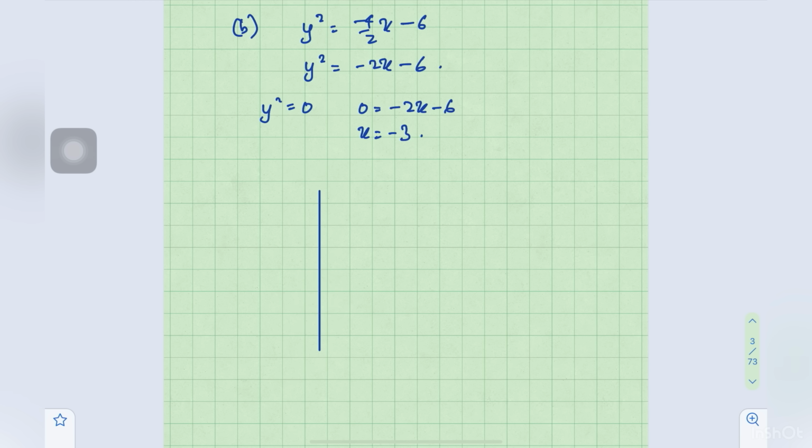Okay, even though it is a sketch, we must use a ruler. Like this. So, x, this one, y squared. Okay, X intercept negative 3. Y intercept negative 6. So, like this. Okay, so this one negative 3, negative 6.